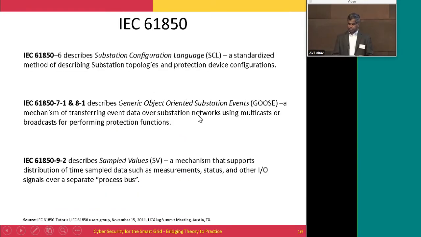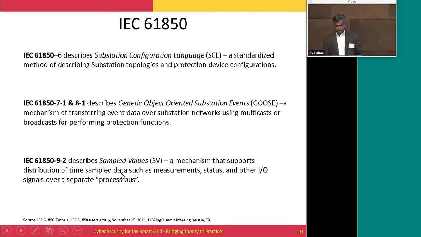It describes what events are to be managed within the substation. It also supports broadcast, that is one to all, and also one to many. That means not everyone has to listen, but a group of devices need to listen to this message. Oh, all the relays need to do this function. So multicast, which is a group communication, and broadcast, everyone involved, for protection functions, that is supported as part of GOOSE.